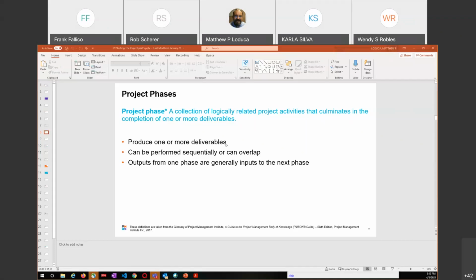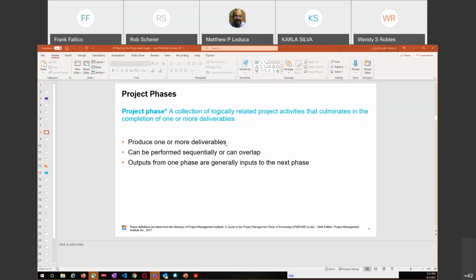You also have overlapping phases. I'm trying to think of a good example of an overlapping phase, but essentially they overlap. Before you're finished with one, you're starting the next one. So the next one doesn't necessarily have deliverables from the first phase, right? Because the previous phase isn't done yet. Outputs from one phase generally are inputs to the next phase, though. That's when we're talking sequential.